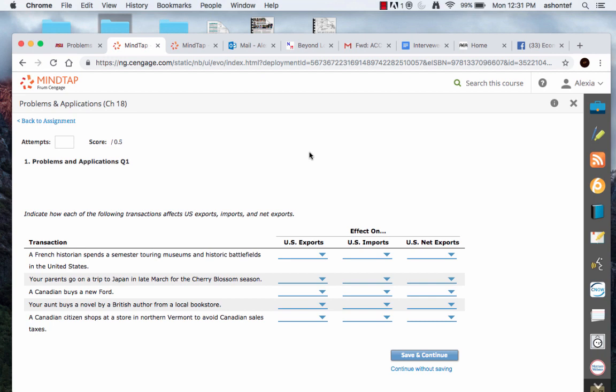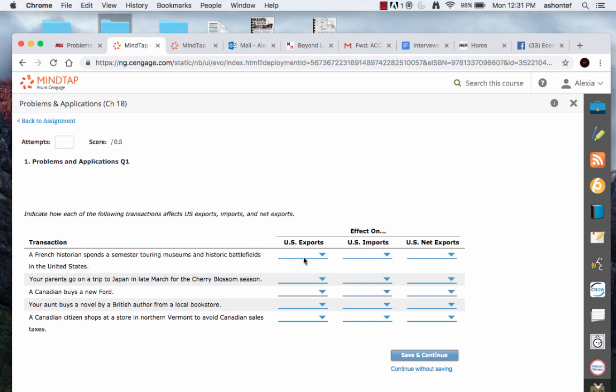Okay, so this question gets even a little bit more detailed on this information about imports and exports. So I'm going to do the first one with you. So this says, a French historian spends a semester touring museums and historic battlegrounds in the United States. Okay, so this is a foreigner that is here in the US. So the foreigner has come here to study or to tour in this case. And as they're touring, they are spending their money from France here in the United States.